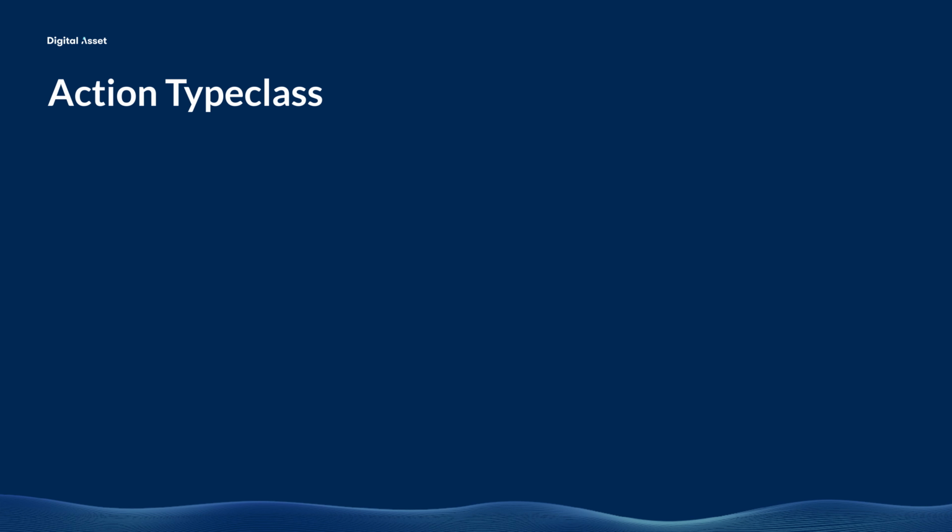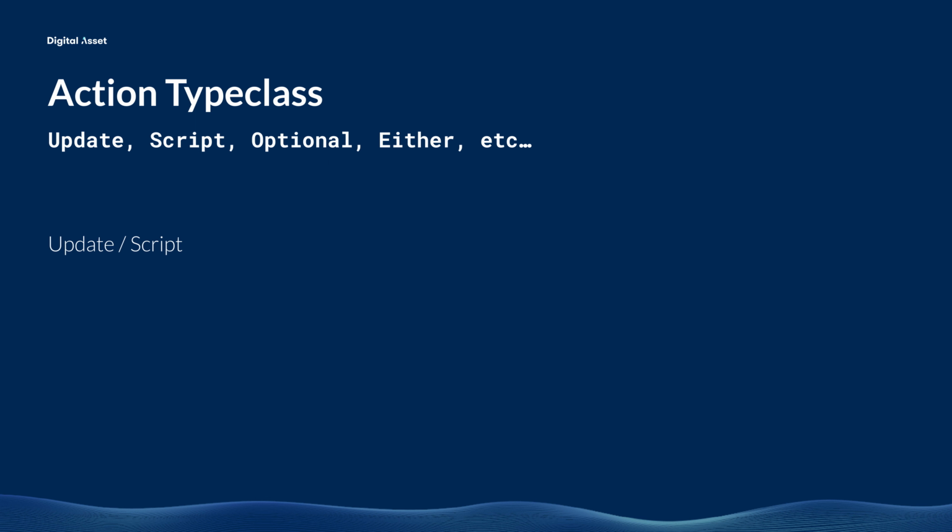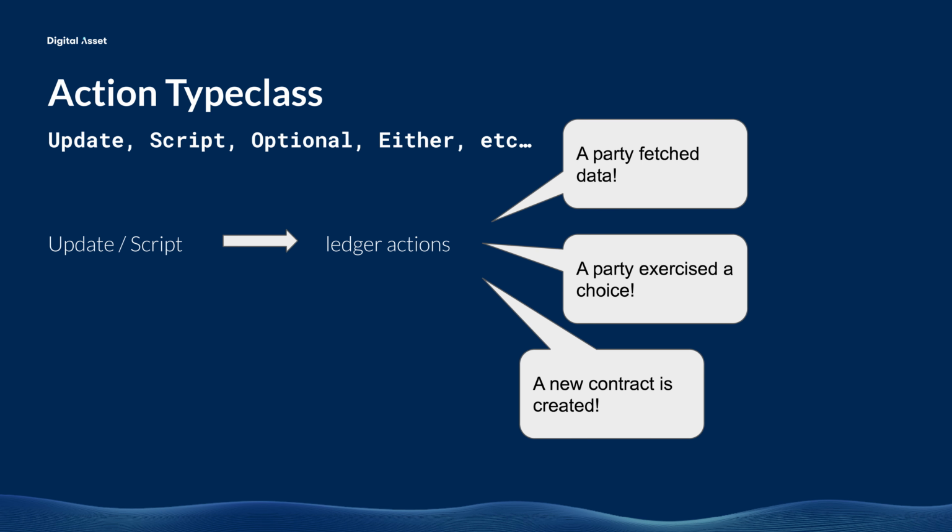Action is a type class, which has various instances, such as update, script, optional, either, etc. Among the various instances, this lesson will focus on update and script, because they are the only types that lead to ledger actions or ledger events.